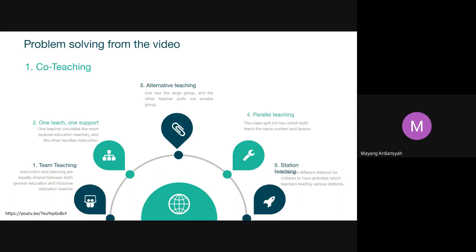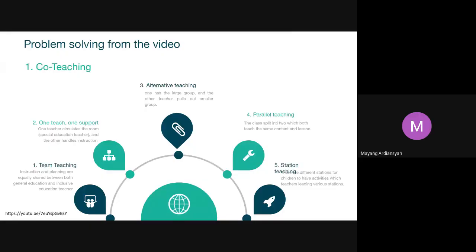Next is parallel teaching. So here, the class is split into two, and both teach the same content and lessons. And the last one is station teaching. So there are different stations for children to have activities, with teachers leading various stations.